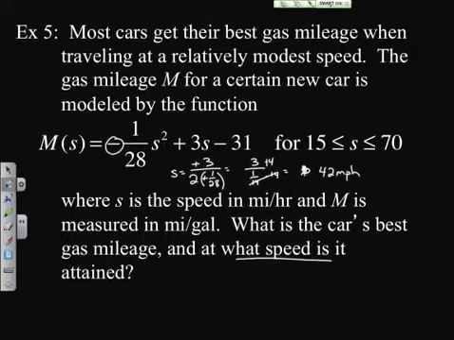Then, to find the actual gas mileage, we're going to take that 42 and plug it in. So m of 42 is going to be negative 1 over 28 times 42 squared plus 3 times 42 minus 31.